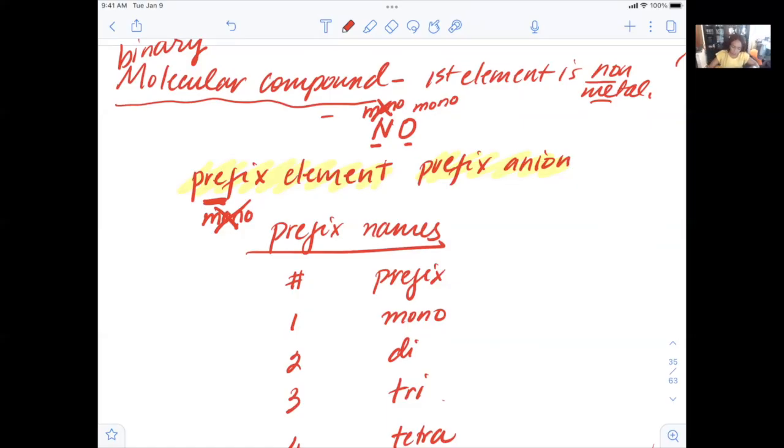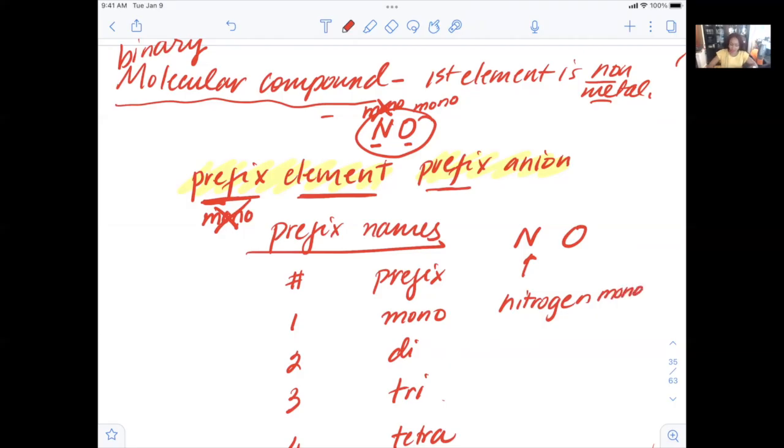Okay, so how would I name this compound here? NO. I will skip the first prefix, write the element name for the first element, which will be nitrogen, and then use the prefix for the second element. You have to use a prefix, which will be mono, and then name the oxygen like an anion, oxide. Okay? There is another rule I need to add here.